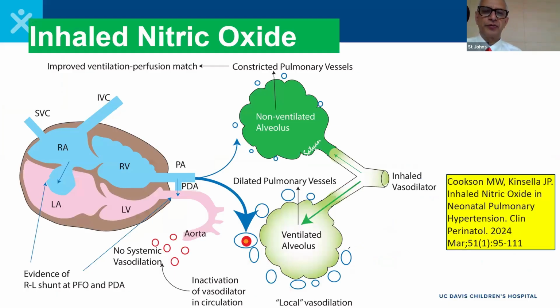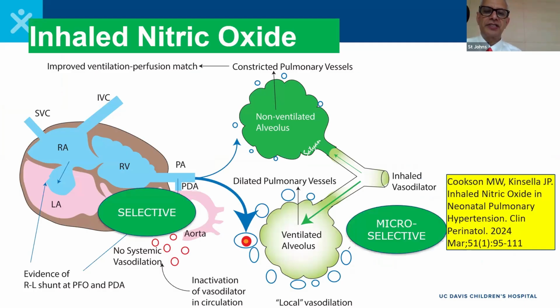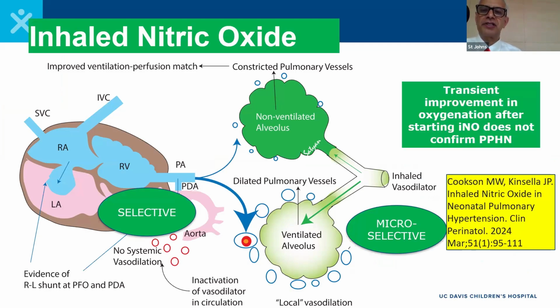And we all know how nitric oxide works, and it's a selective agent and a microselective agent. And for that reason, it only dilates the blood vessels surrounding a ventilated alveolus. And so oxygenation always gets better with nitric oxide, even though the baby does not have PPHN. So if you start nitric oxide and see the PaO2 go up by 5 or 10 points, that does not confirm the diagnosis of PPHN. The baby might just be having heterogeneous lung disease, and the VQ mismatch might be corrected by using nitric oxide.